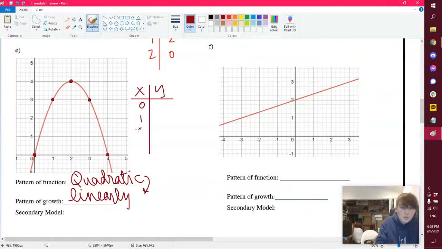So this is 0, 1, 2, 3, and 4. This is 0, 0, 1, 3, 2, 4, 3, 3, and 4, 0.